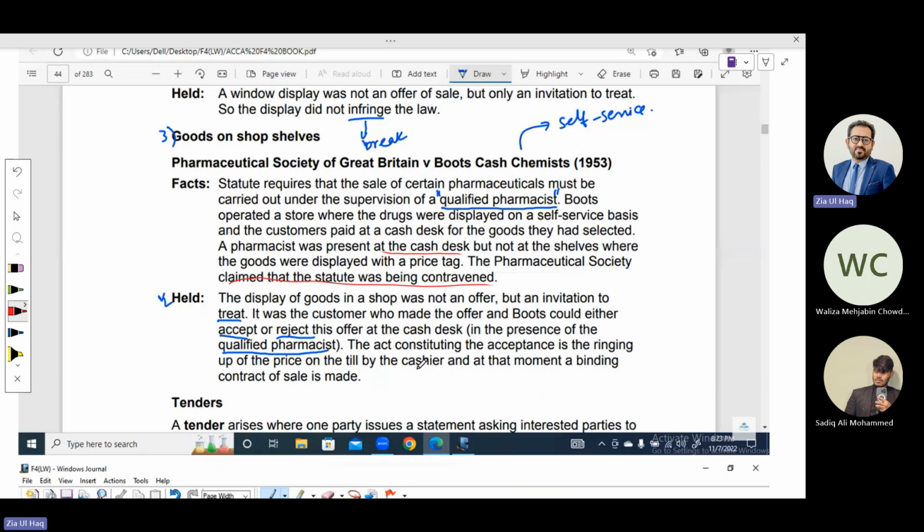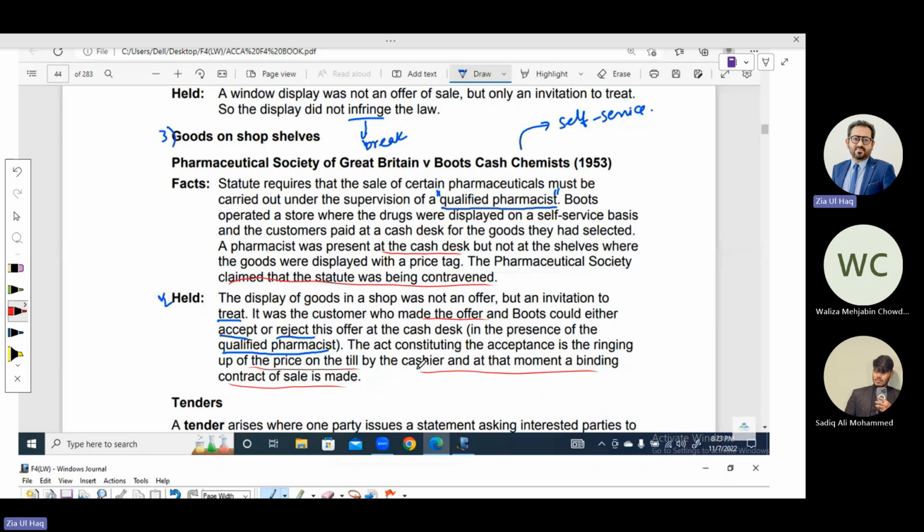The display of goods in a shop was not an offer, but an invitation to treat. This was the court decision. It was the customer who made the offer and Boots could either accept or reject this offer at the cash desk in the presence of the qualified pharmacist. So the act constituting the acceptance is the ringing up of the price on the till by the cashier, and at that moment a binding contract of sale is made. This is not illegal, this is legal because the pharmacist was present where the acceptance was made. Who made the offer? The customer rather than the pharmacy shop.